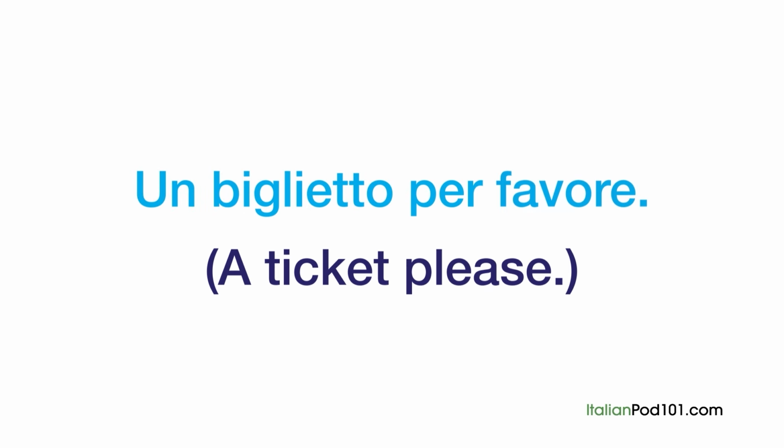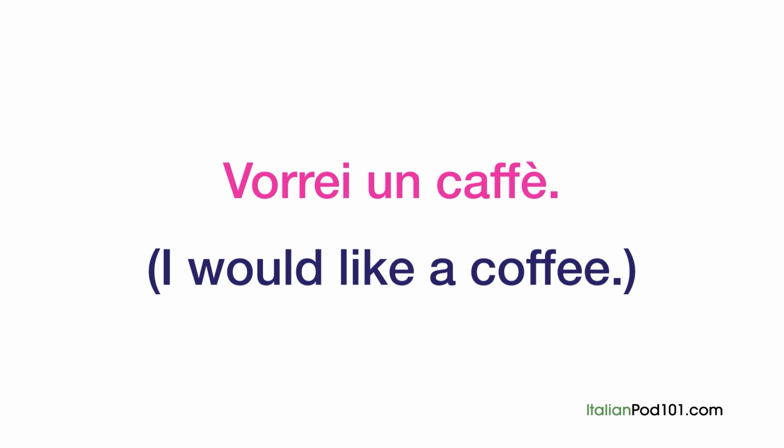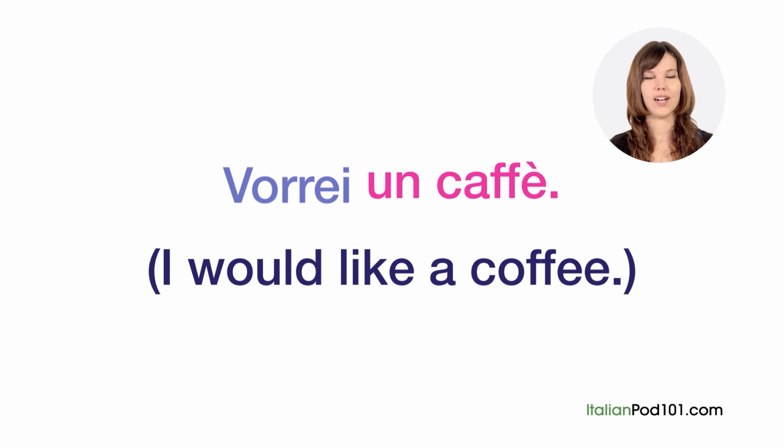Un biglietto, per favore. What about this sentence? How would you pronounce it? Vorrei un caffè. Did you stress the final syllable? Remember that the accent marker indicates that the syllable needs to be stressed. And since it's a downward stroke, it'll be more of an open E sound, like the E in red. Try once more. Vorrei un caffè.